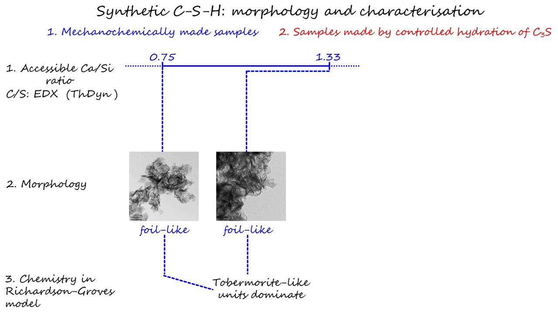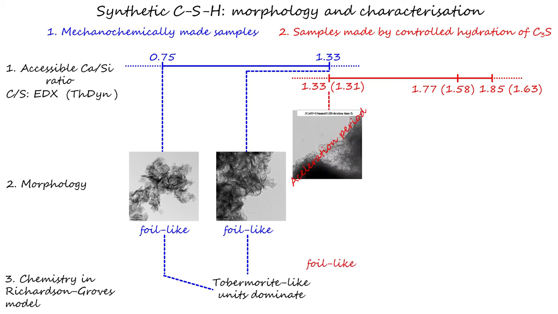The samples made by controlled hydration of calcium silicate had EDX values for the calcium to silicon ratio between 1.33 and 1.85. In the light of a thermodynamic model used to predict the calcium to silicon ratios, as described in Eleanor's thesis, these values appear to be rather high. That's why, in brackets, the predicted values are given. These predicted values are closer to what is found in Portland cement. The reaction was always stopped at two points, during the acceleration period and the deceleration period, as shown here.